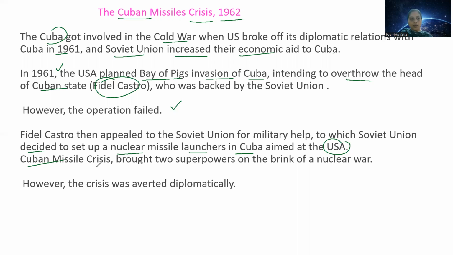This Cuban Missile Crisis brought the two superpowers to the brink of nuclear war. What are the superpowers here? The USA and the Soviet Union. However, the crisis was averted diplomatically.